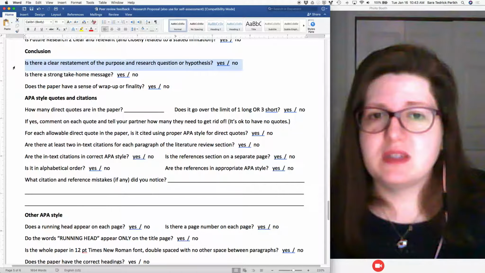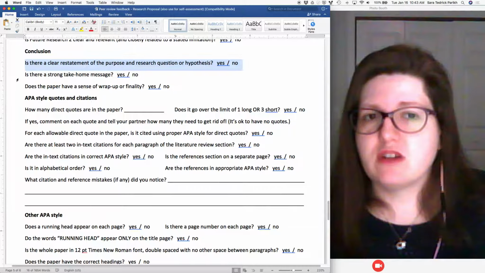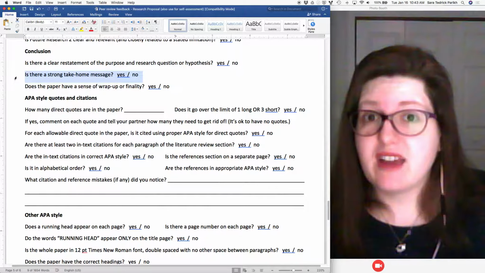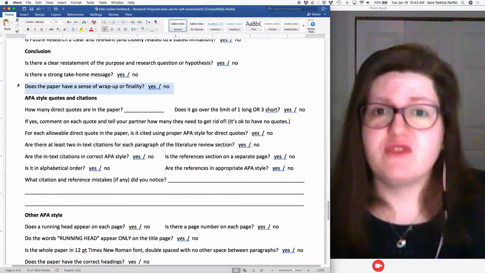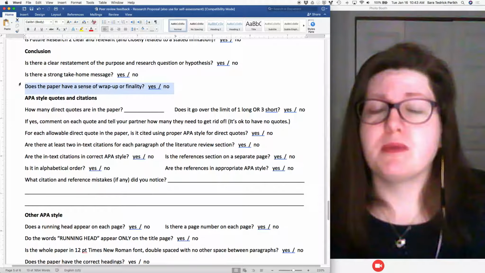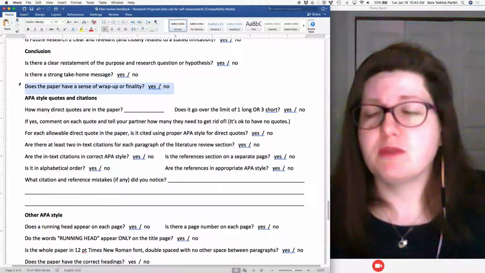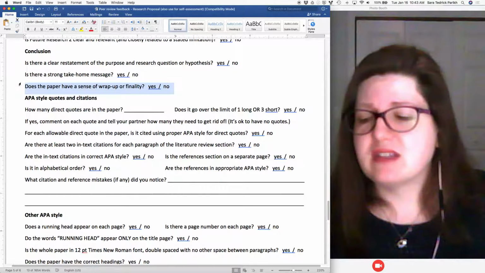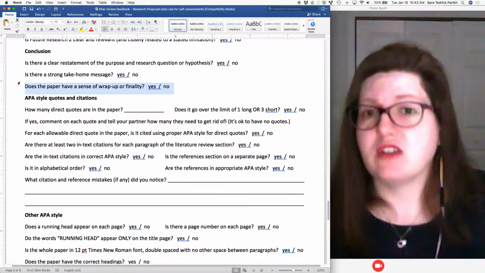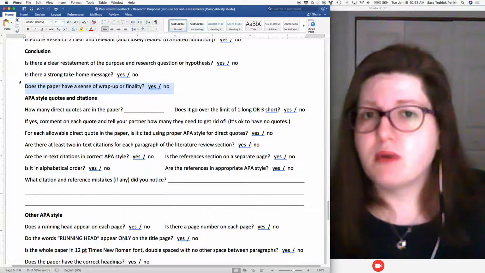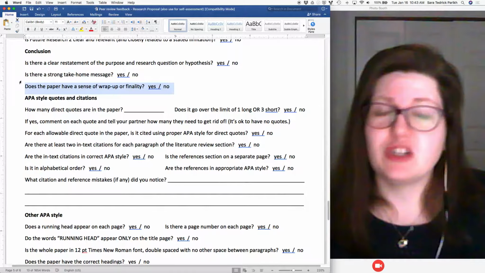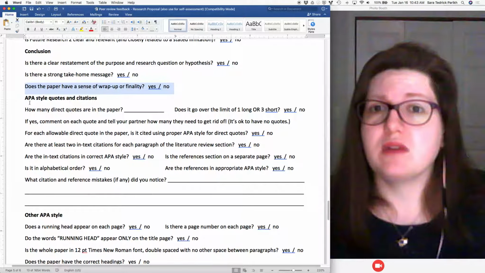Conclusion, is there a clear restatement of the purpose and research question or hypothesis? Is there a strong take-home message? Does it feel like a wrap-up? Is it feeling like you're ending things rather than just repeating exactly the same sentences you've used before? Just do your best to make it feel like a closing, like you're putting a stamp of finality on it. Even though you're repeating the same points that have been in pretty much all these summary paragraphs, it's with a slightly different tone here for the conclusion.